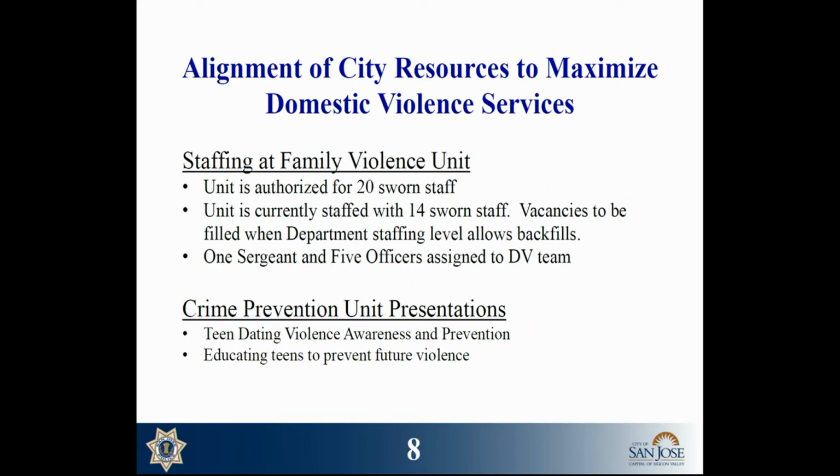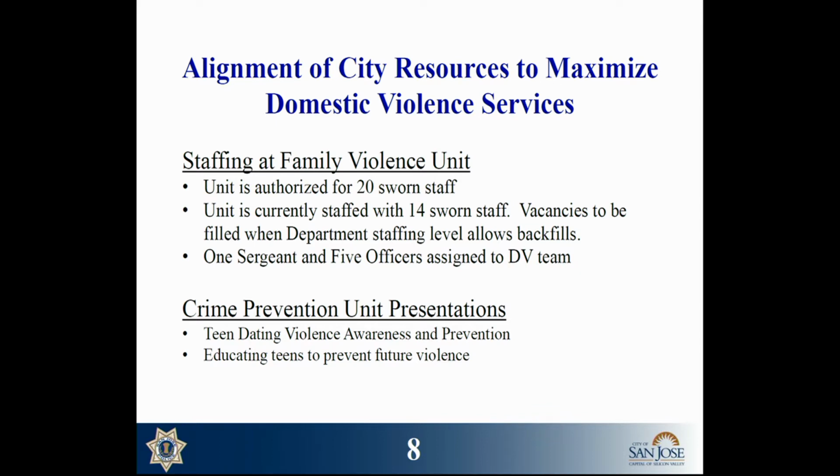On slide 8, what we're looking at is the alignment of city resources to maximize our domestic violence services. I'm very proud to report that our unit has grown this last year. A year ago, my predecessor, Lieutenant Derek Chin, was here to tell you that he had 12 sworn personnel in his unit, and his authorized staffing was 14, so he was nearly maxed out. Today, I have 14 sworn personnel in my unit, and the chief's office has raised our authorized staffing to 20. So they've obviously shown that this is important to them, and we're now going to eventually be able to grow this unit as staffing becomes available, up to 20. So we're doing better than we were a year ago, and we have a road plan to move forward on that, which is wonderful.